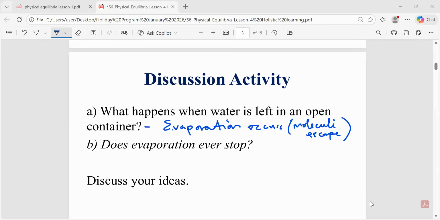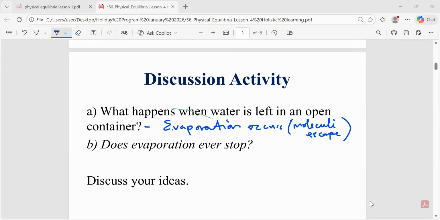So you're saying that when water is left in an open container, evaporation occurs, and that some molecules escape. Now we're asking, when this evaporation occurs, does it ever stop at any point?